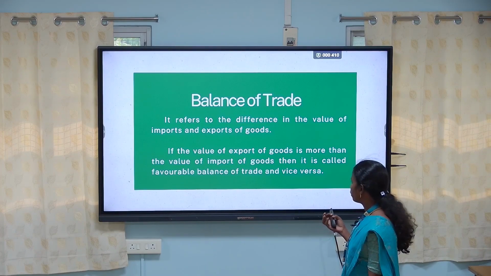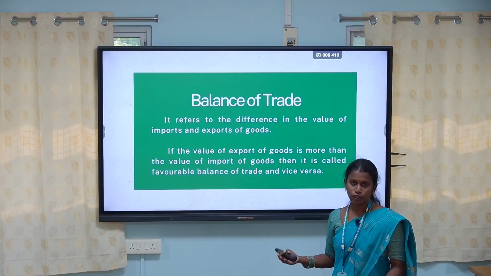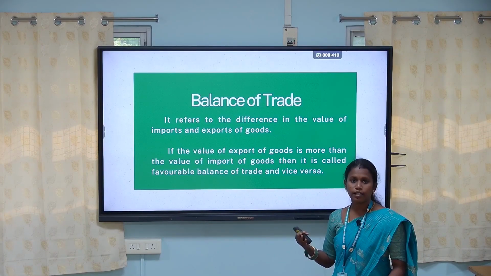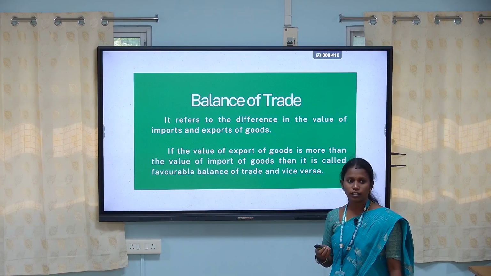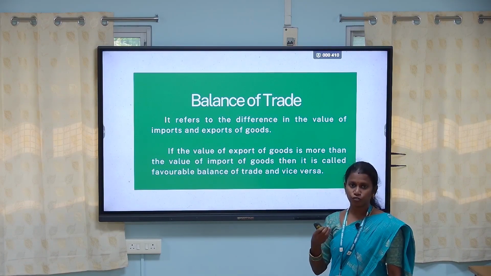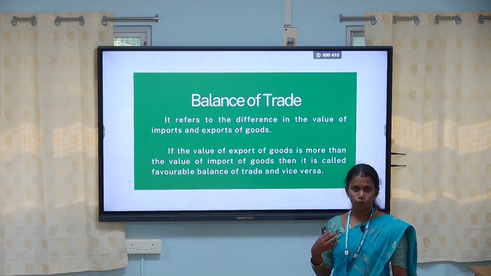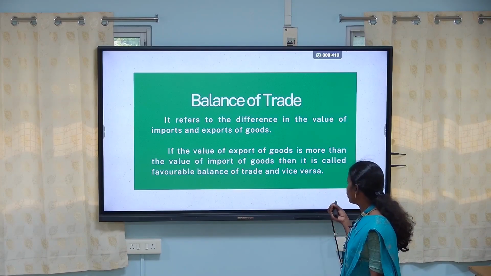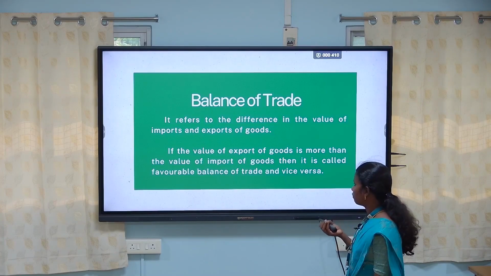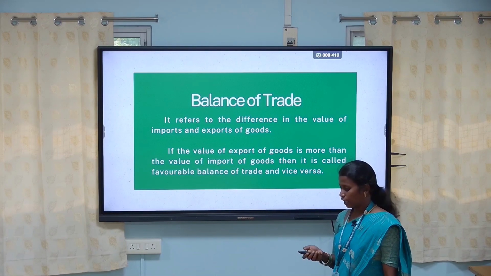And if the value of export is more when we compare to the import, we can say this is a favorable balance of trade account. Why? Because we have to pay too much in order to buy goods and services while we import goods from foreign countries. So if the value of export of goods is more than the value of import, then we can say it's a favorable balance of trade, and vice versa.